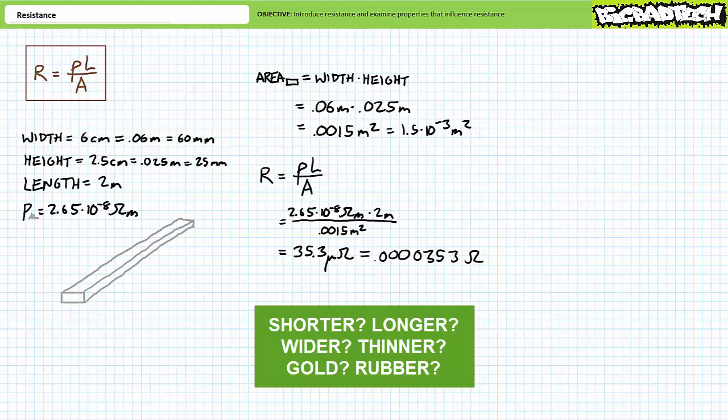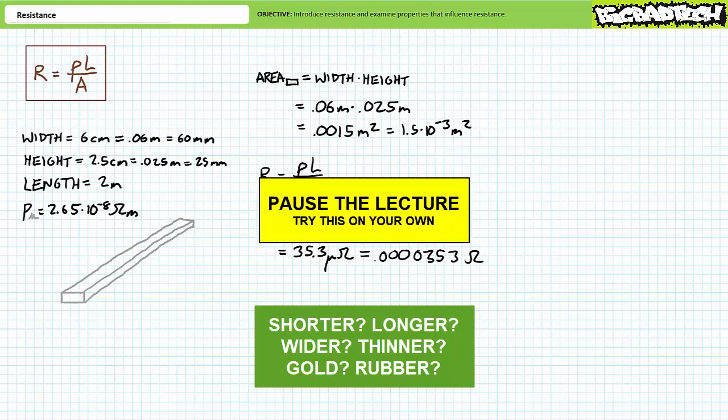What if we made it out of gold, a material with markedly small innate resistivity? Finally, what if we made it out of rubber, a notoriously poor conductor with an extremely high innate resistivity? By all means, pause the lecture and think about this. Again, no calculations required. Does resistance go up, go down, or remain the same? If you're tracking, you should have arrived at the following conclusions.